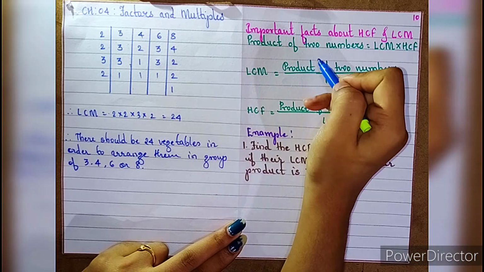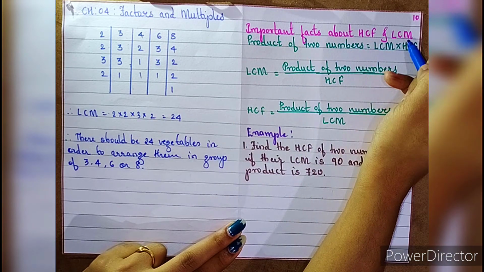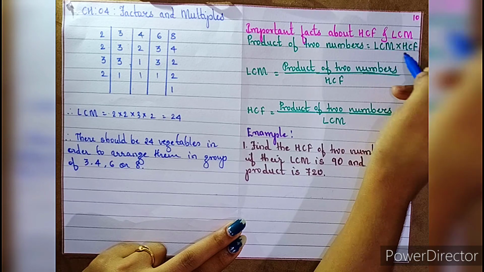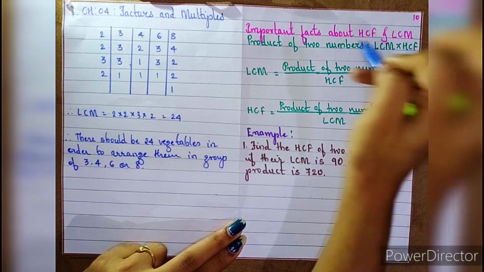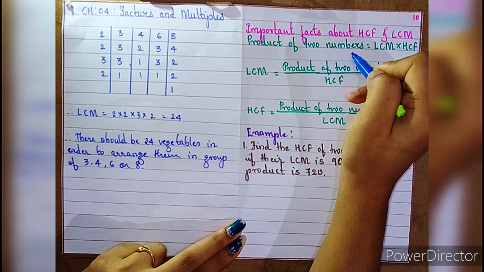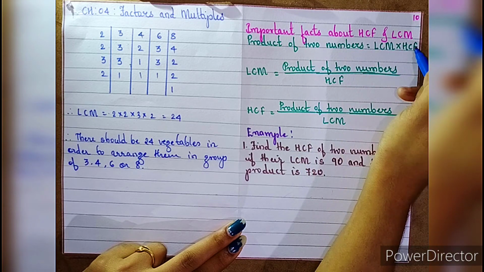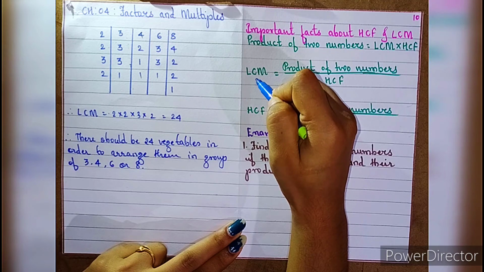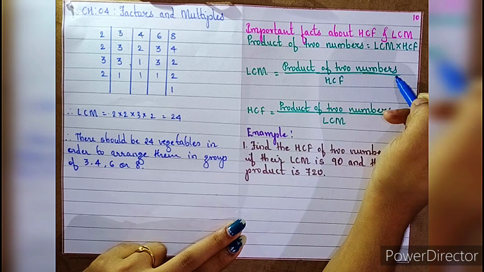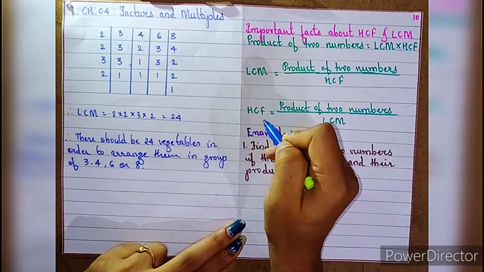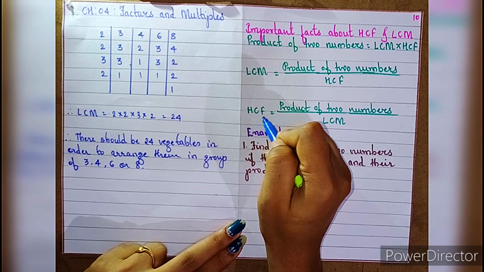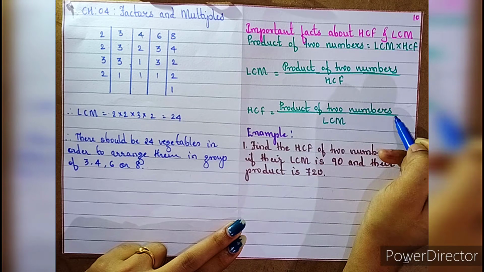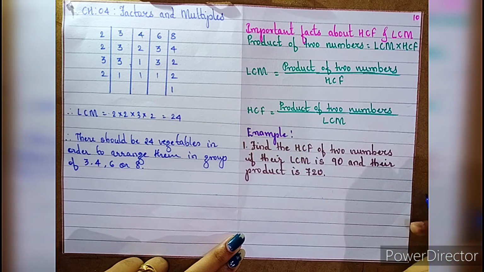That is a very important fact about HCF and LCM. The product of two numbers equals LCM into HCF. If in a problem they give you the product of two numbers and the HCF and ask you to find the LCM, in that case we have to use the formula LCM equals product of two numbers upon HCF. And if they ask you to find the HCF and give you these two things, then HCF equals product of two numbers upon LCM. So let's see one example based on this.